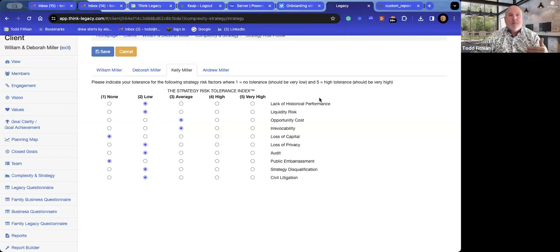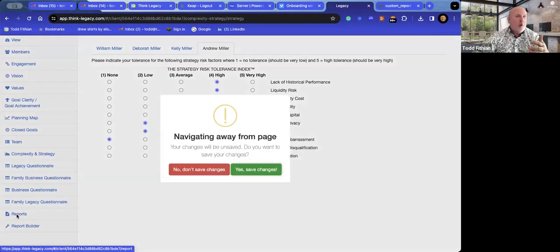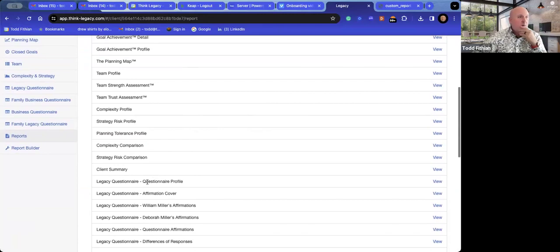But it really is important to know, right? When you look across the family, William, Deborah, and actually their kids got brought into the process, Kelly and Andrew. Now, one of the reports you can actually create, and you'll see it in the report, is the complexity comparison. I'll just do that real quick. We created this, I think it's called a spidergram or something of that nature.